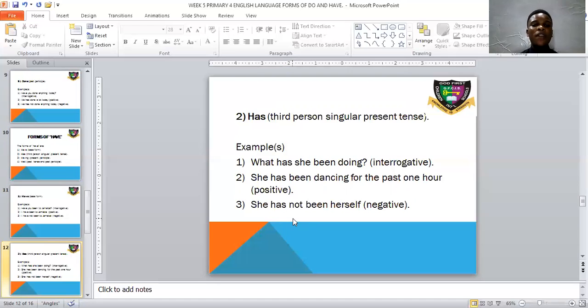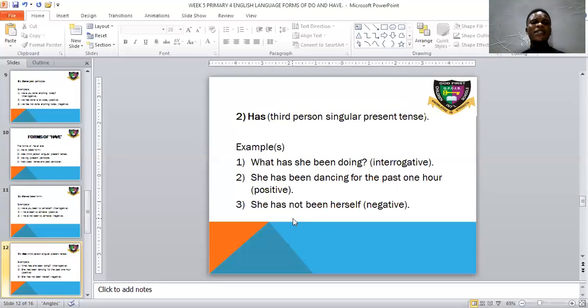I'm asking you the question about somebody else. I'm not asking you a question about yourself. I'm asking you a question about somebody else. That is, what has she been doing? If I come to you and tell you, Toby, what has Lanre been doing? John, what has David been doing? That is a question for what? For a third person singular. Now, that is interrogative in nature. That is a question. So it is an interrogative what?